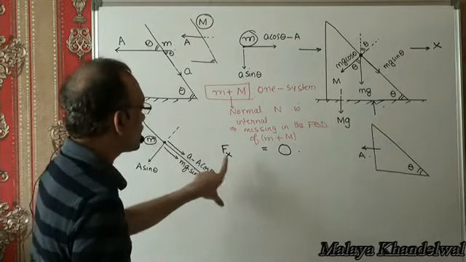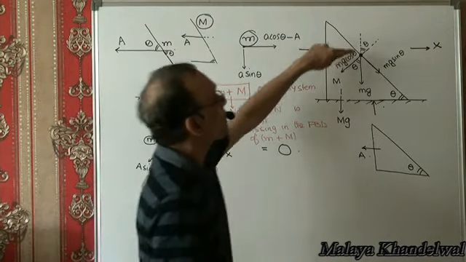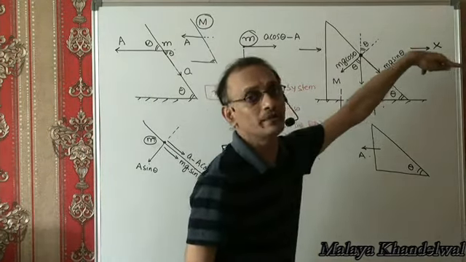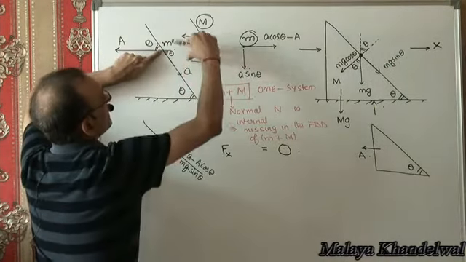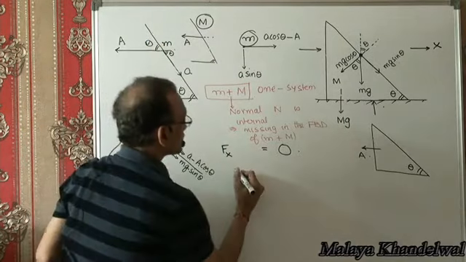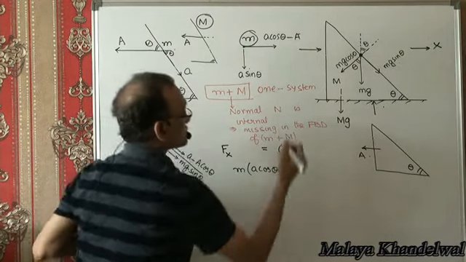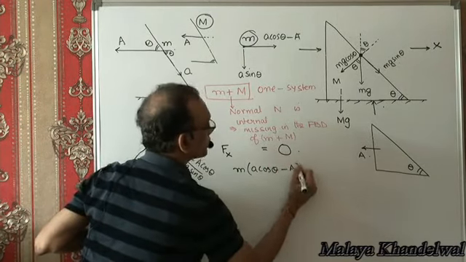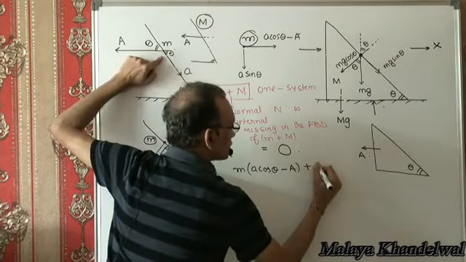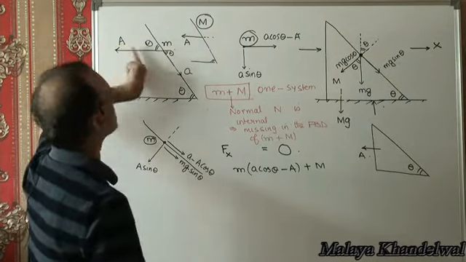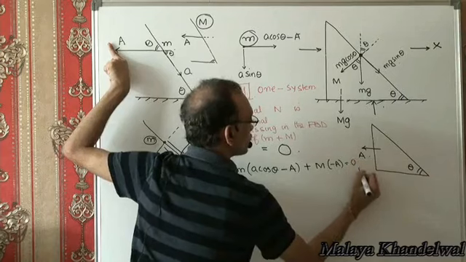So then, what is Fx in the horizontal direction? Generalized second law, mass into acceleration of small m in the horizontal direction. What's the acceleration of small m in the horizontal direction? As you can see, a cos theta minus capital A. Small m into a cos theta minus capital A, plus mass of the inclined plane into acceleration of the inclined plane, which is capital A to the left, so minus A. That must be 0. That's 1.